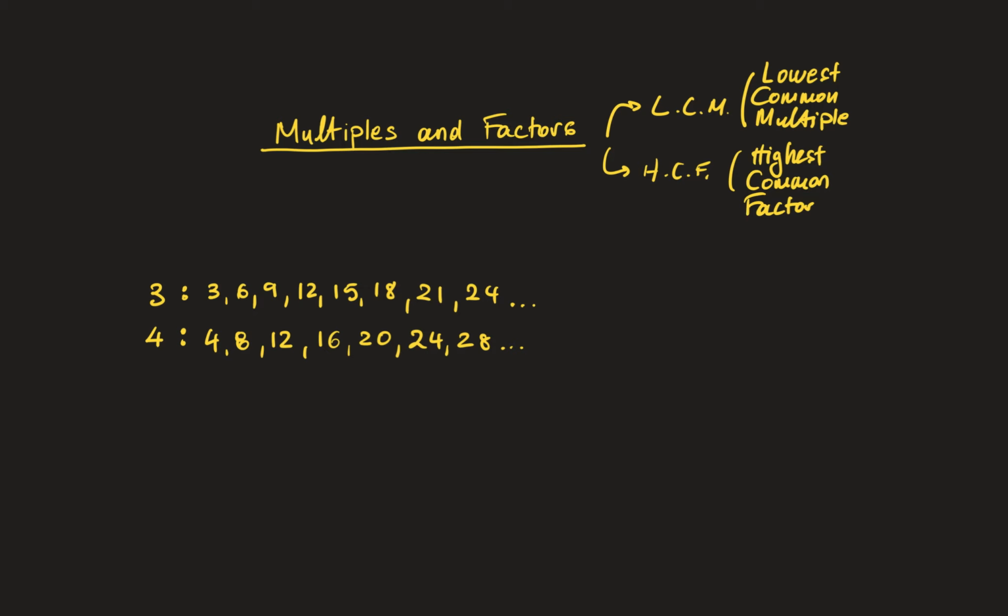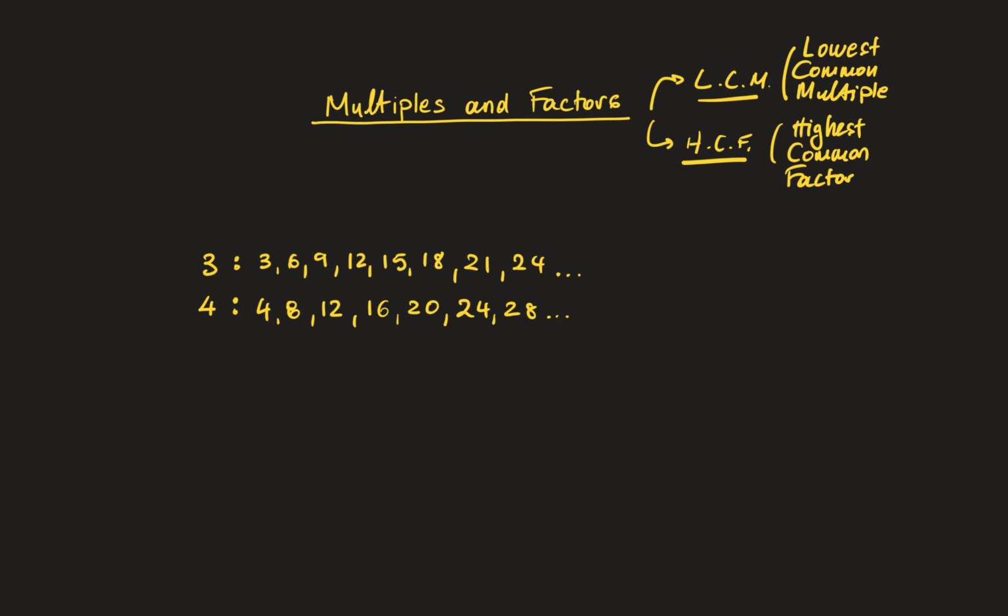So in this video, we're going to talk about multiples and factors, as well as the highest common multiple and the lowest common multiple and the highest common factor. So let's begin with the multiples. What I've done here, I've chosen two numbers, let's say 3 and 4.